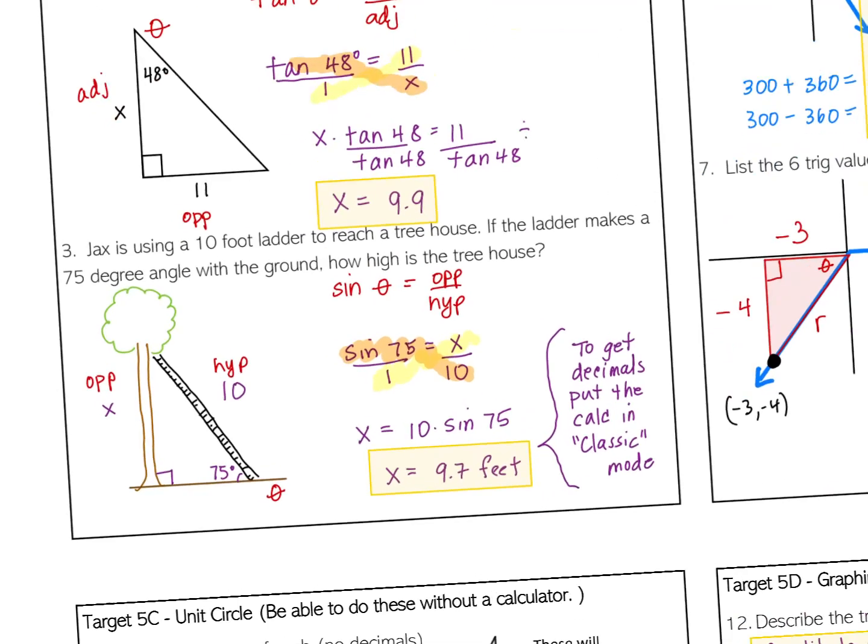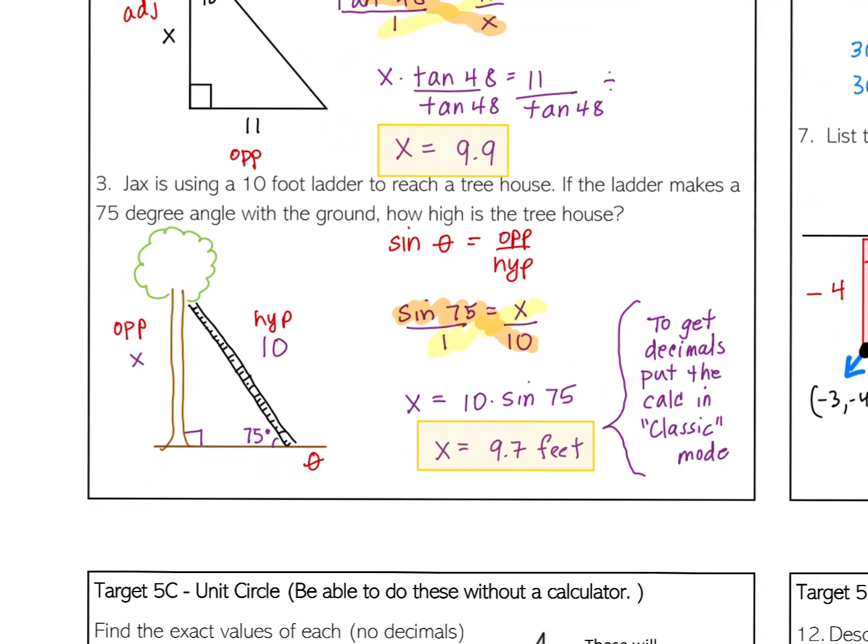For the third problem, let's get that straight. There we go. You can make a sketch. It does not need to look like this, but you can make a sketch of this. Here I have the tree house at the top of this. Here's the ladder. It says the ladder makes a 75-degree angle with the ground.